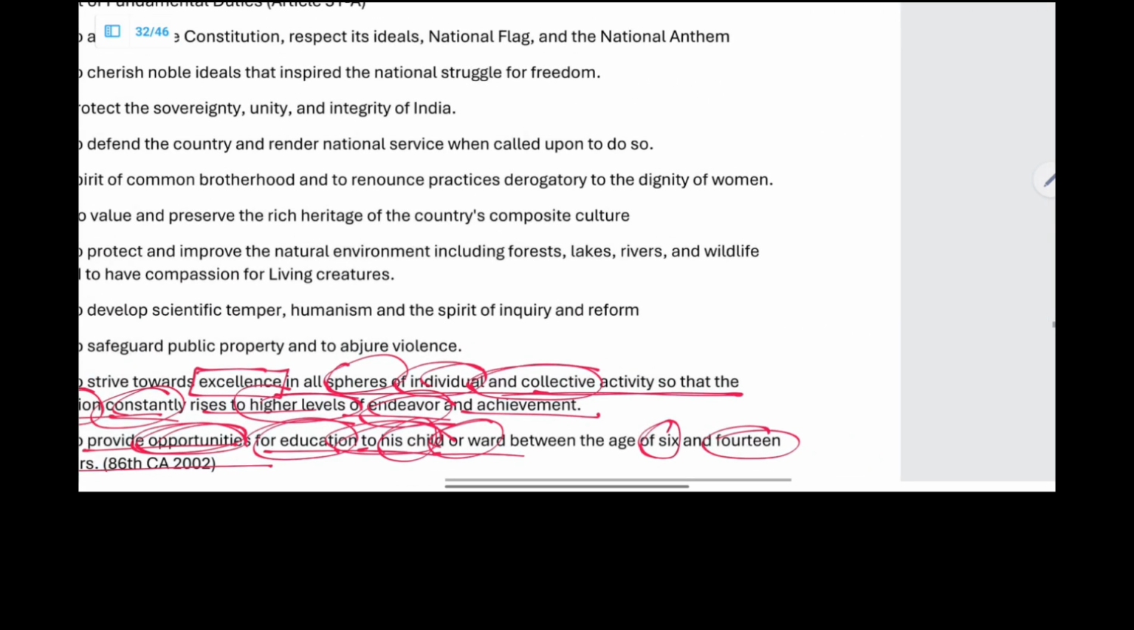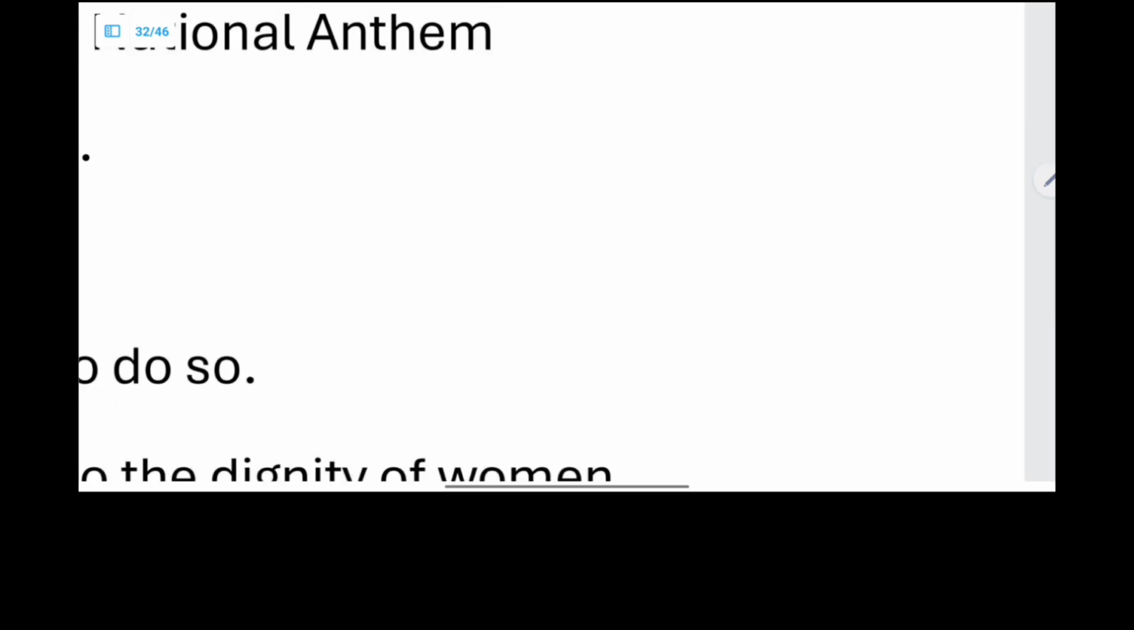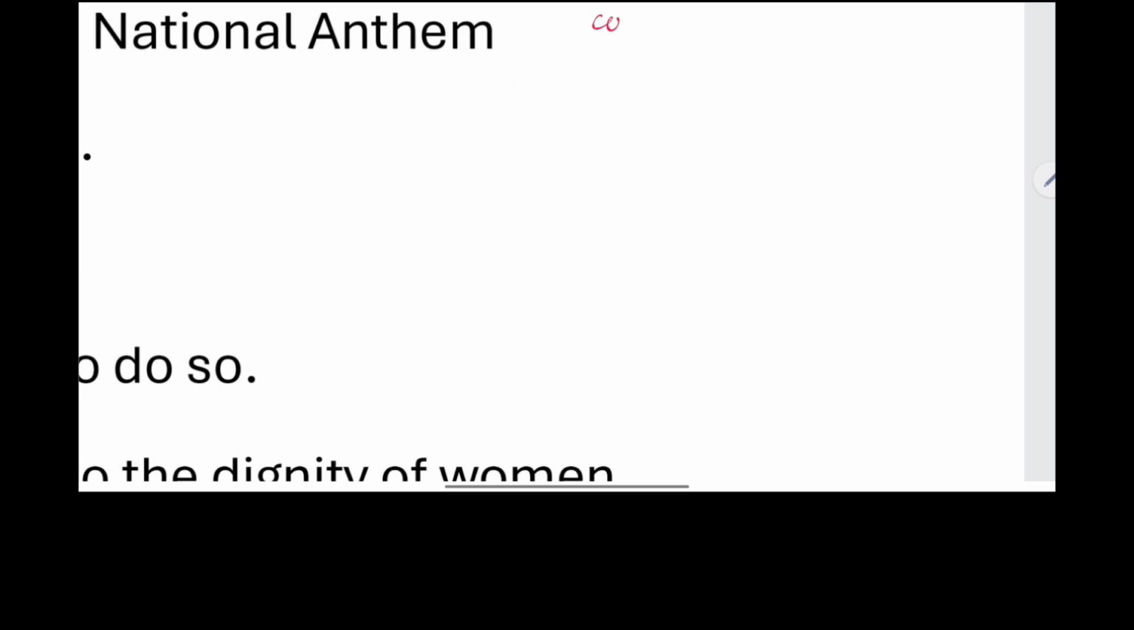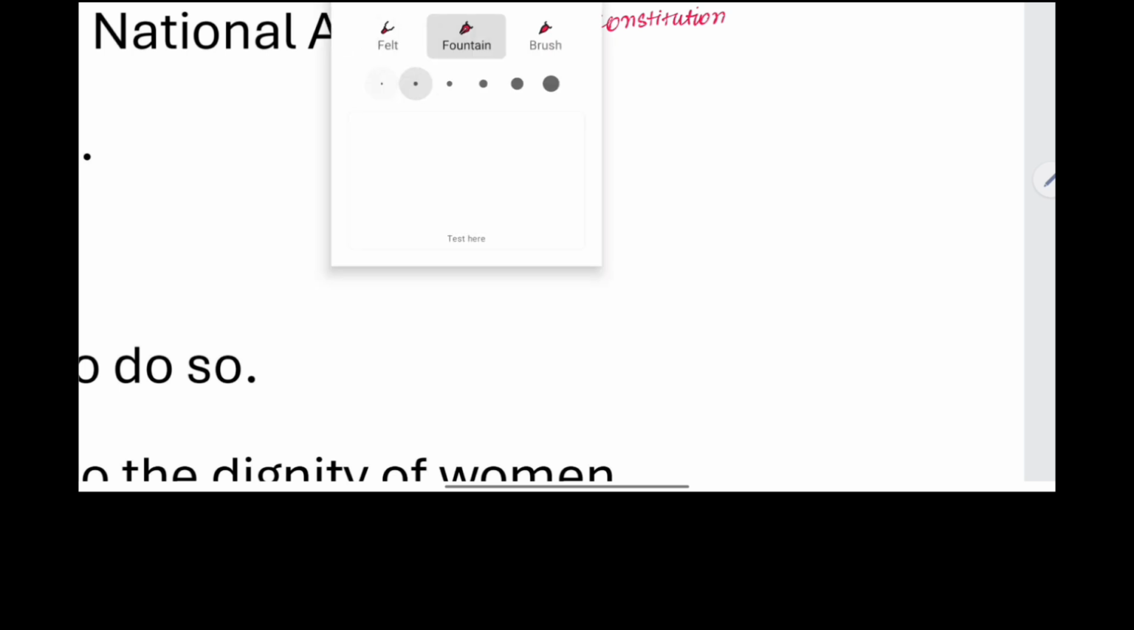Now let us discuss them. First is to abide by the constitution, right? And what are the ideals mentioned in the constitution? And national flag and national anthem. So the first one is the constitution. We need to follow the constitution, right?